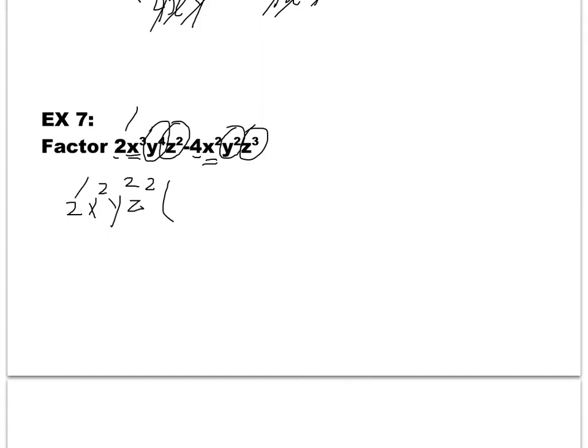2 divided by 2 gives me 1. X cubed divided by x squared gives me x. Y exponent 4 divided by y exponent 2 is y exponent 2, and z squared divided by z squared gives me 1. Now the next term, 4 divided by 2 gives me 2, x squared divided by x squared gives me 1, y squared divided by y squared gives me 1, and z cubed divided by z squared gives me z. And this is my factored form of the above polynomial.